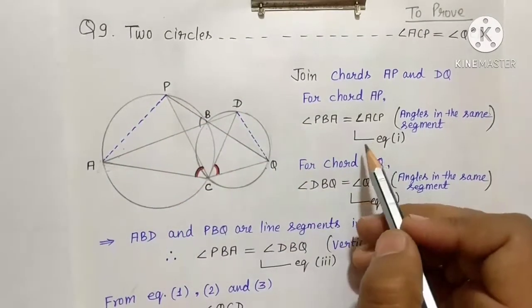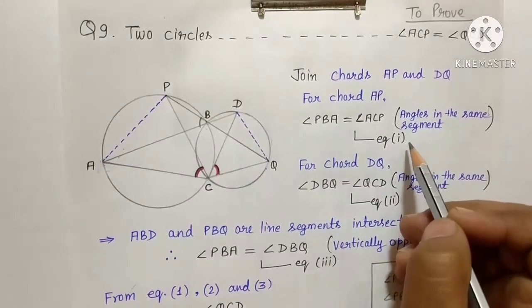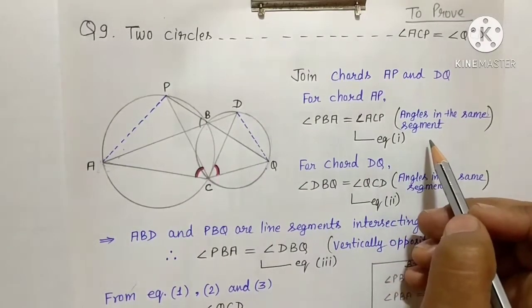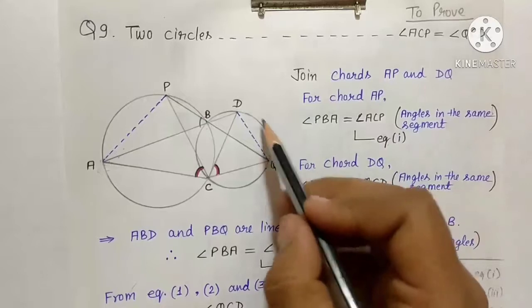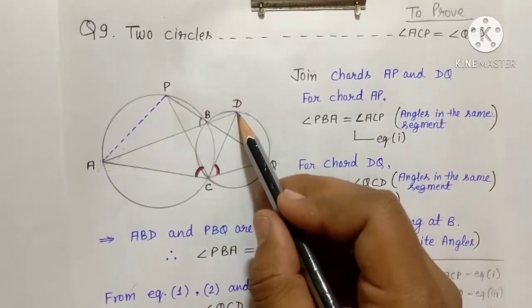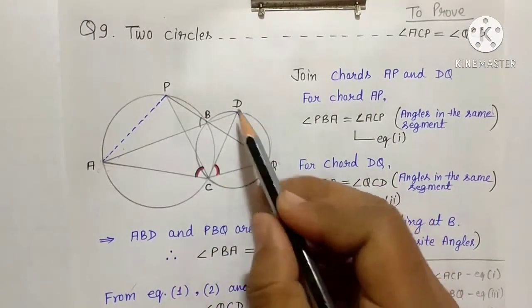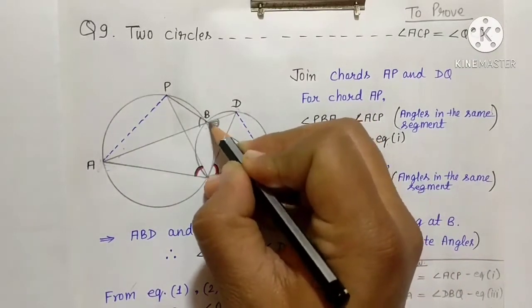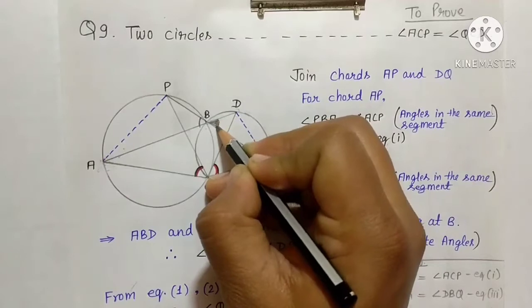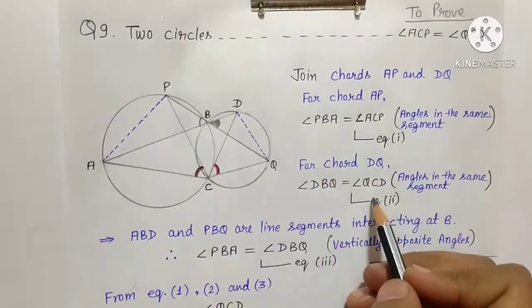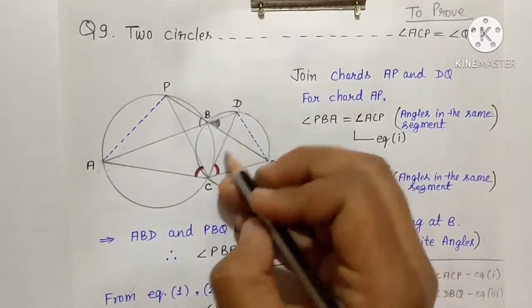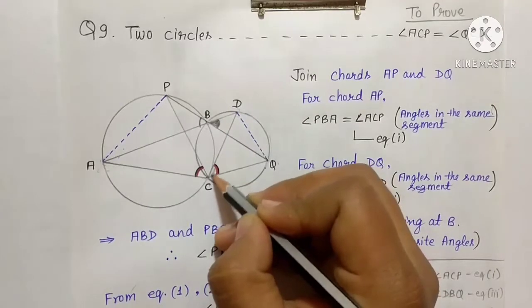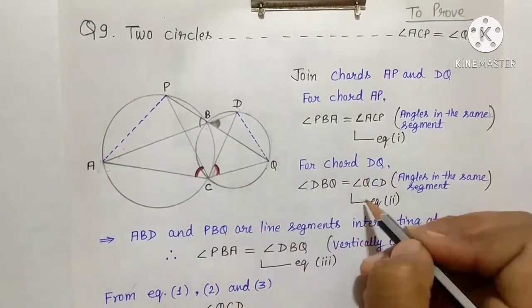These we are getting equal. Why? Angles in the same segment, so they are equal. Okay, equation first. Now for chord DQ, they will also make angles on the same segment. Just check here, angle DBQ, this angle, and angle QCD, this one. These angles are equal, so we write equation second.